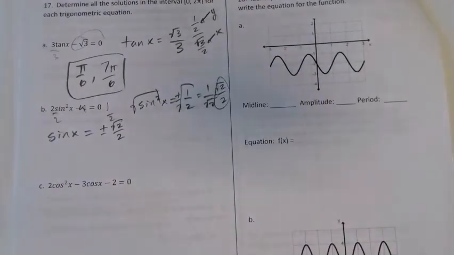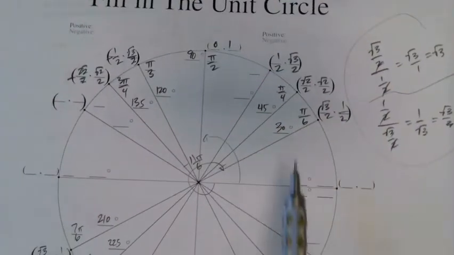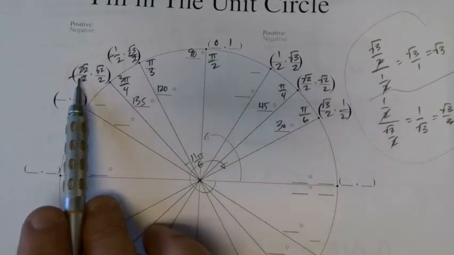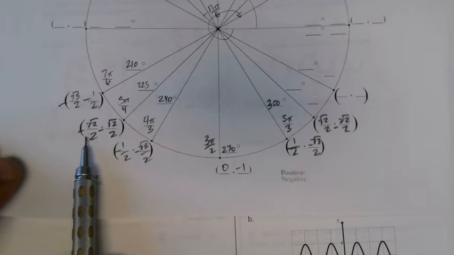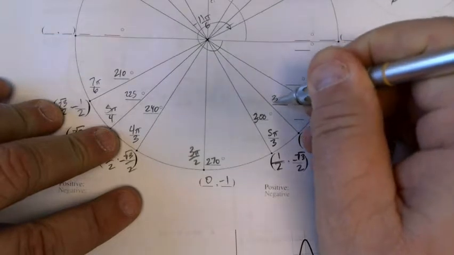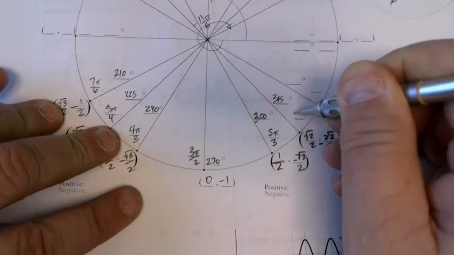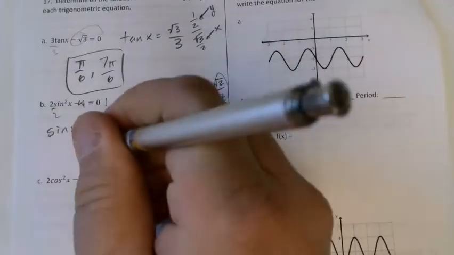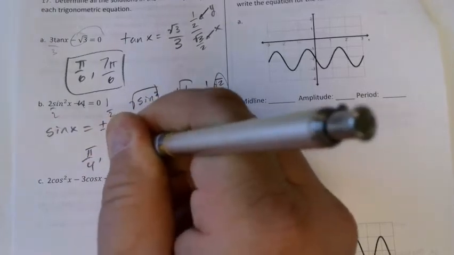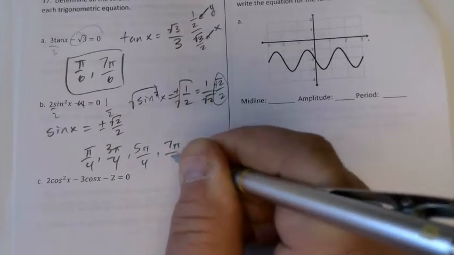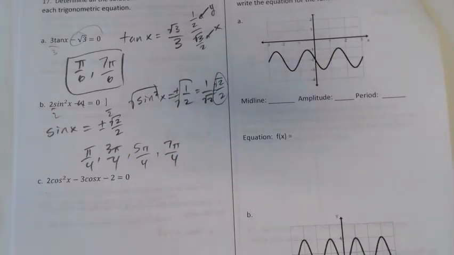There we are. Where is that happening on my unit circle? Well, here at pi fourths, here at 3 pi fourths, so y is square root of 2 over 2. Y is negative square root of 2 over 2 here at 5 pi fourths. And over here, this is 315 degrees, 7 pi fourths. So my solutions are pi fourths, 3 pi fourths, 5 pi fourths, and 7 pi fourths. There it is. All 4 of them, because I needed the positive and negative square root of 2 over 2.